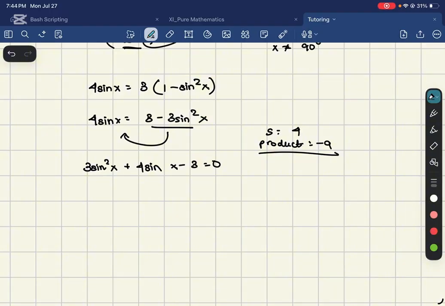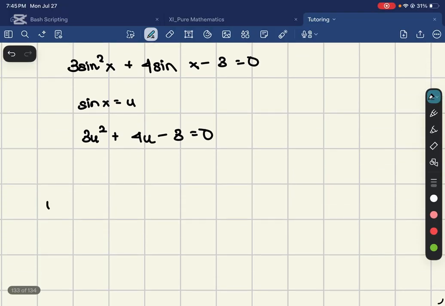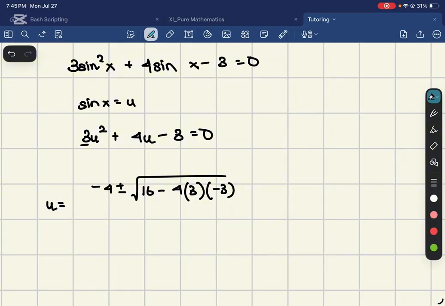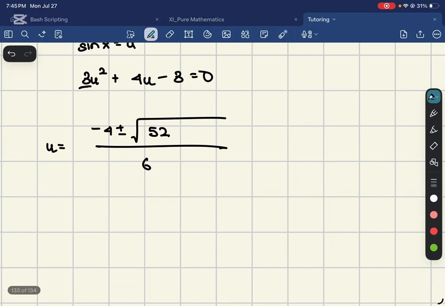To think of 2 numbers that satisfy this is quite difficult. So basically, let's say sine x is equal to u. So you have 3u squared plus 4u minus 3 is equal to 0. We have this equation. So u is going to be minus 4 plus or minus the square root of 4 squared, which is 16, minus 4, a is 3, c is negative 3. Right, so we have 16 minus 4 times 3 times negative 3. So your inside is going to simplify to 52, divided by 2a, so 6. All right, so now if you think about it, minus 4 minus square root of 52 divided by 6.